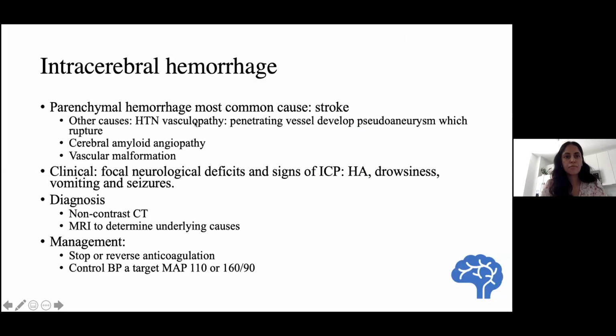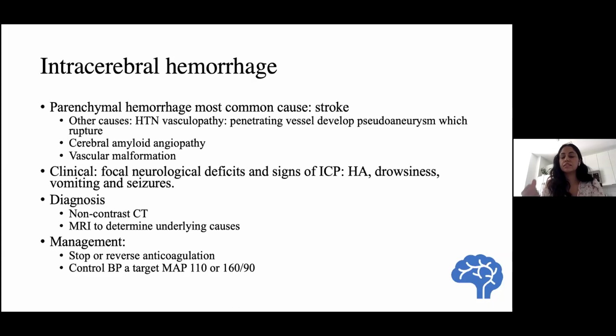intracranial or intracerebral hemorrhage. So what this means is that you have parenchymal hemorrhage, and the most common cause, like we were talking earlier, is stroke. When you have hemorrhagic conversion of stroke occurring, you can actually have bleeding into the ischemic parenchyma. Other causes that can result in parenchymal hemorrhage are hypertension, vasculopathies, where penetrating vessels develop pseudoaneurysms due to chronically being exposed to such elevated blood pressure, which can then rupture. And this is mainly the basal ganglia that's going to be affected. You can have cerebral amyloid angiopathy, the amyloid protein being deposited in the vessels, and that actually weakens the vessel wall, increasing the risk of bleeding, and vascular malformation can also result in it.